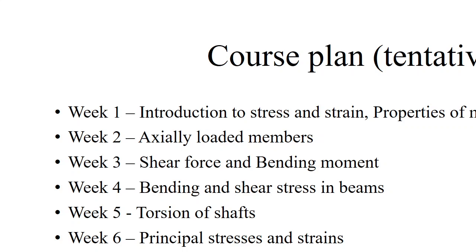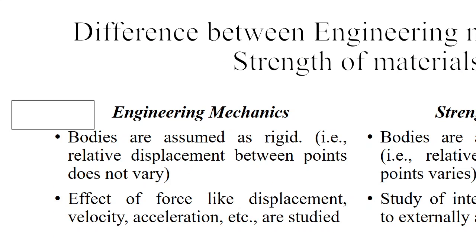And in week four, we will be seeing bending and shear stress in beams, and then torsion of shafts, and then we will go to principal stresses and strains. Then we will see theories of failure, the five theories of failure, and then we will look at deflection of beams, then thin cylinders and spheres, and then we will conclude with the theory of columns. Okay, so let's get started.